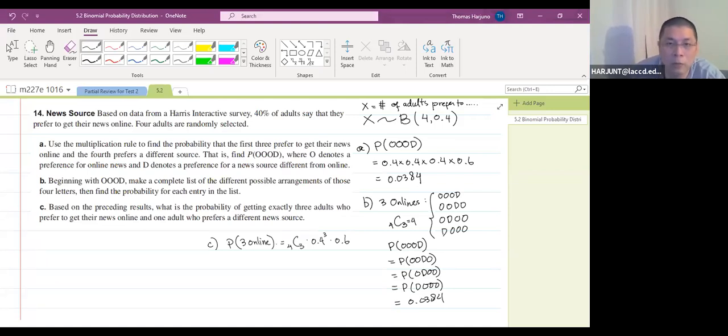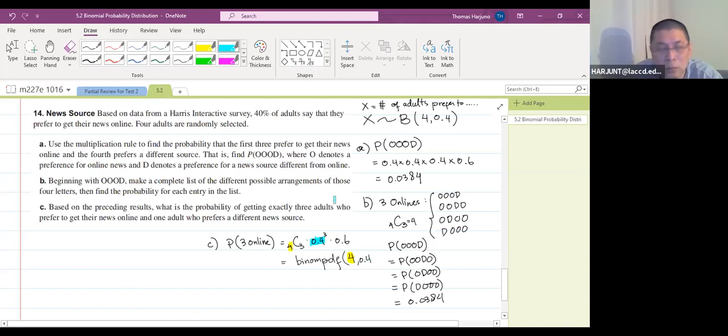Okay, but right now, because we have the TI-84, this is basically binomPDF, number of trials 4, probability of each success is 0.4, and the number of desired successes is 3.